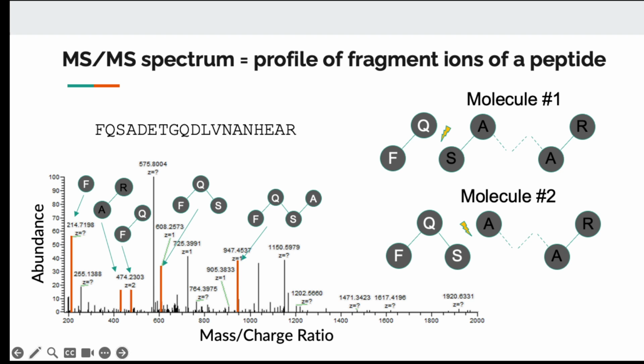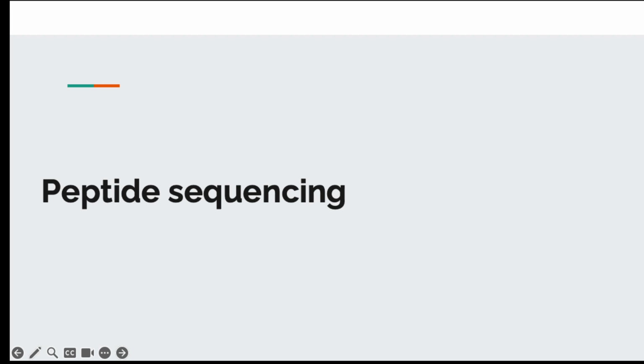So this spectrum that we get after fragmentation has all these signatures that we need to decode to identify F, and then Q, and then S, and then A, to get back the entire amino acid sequence. So this is the process of peptide sequencing.